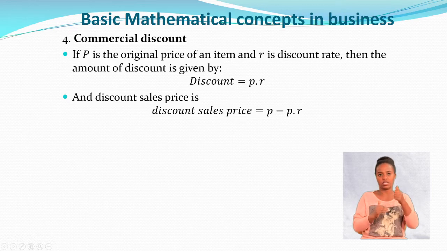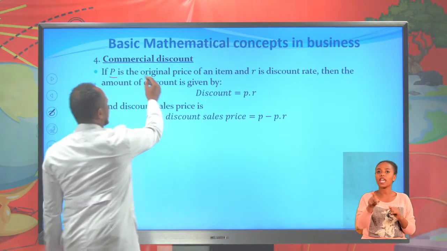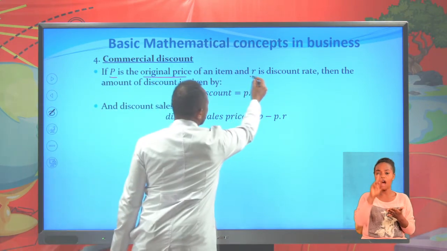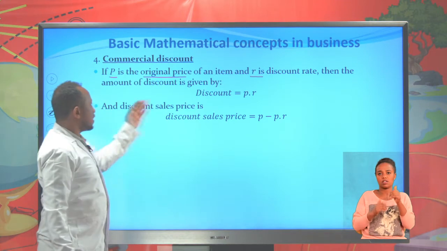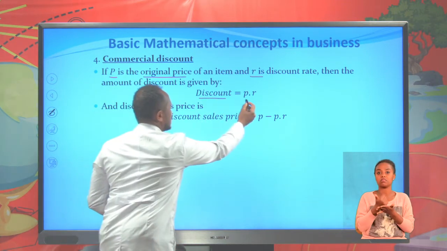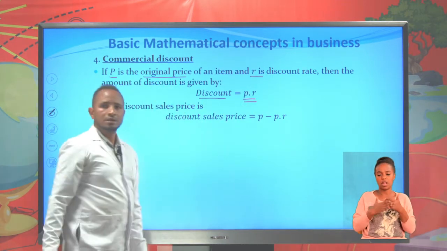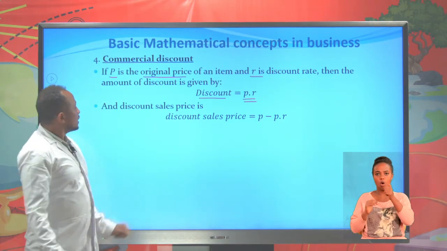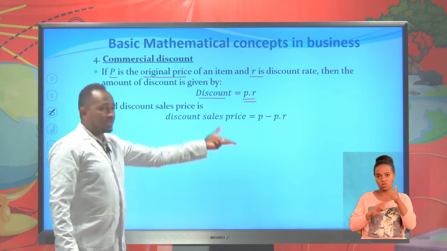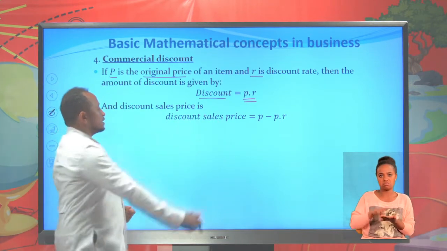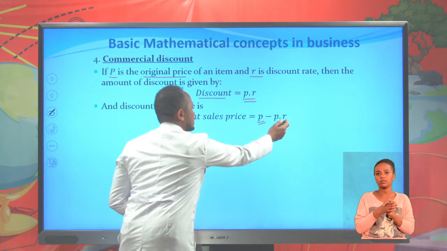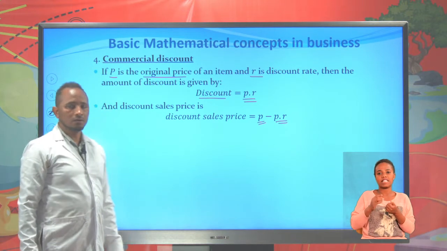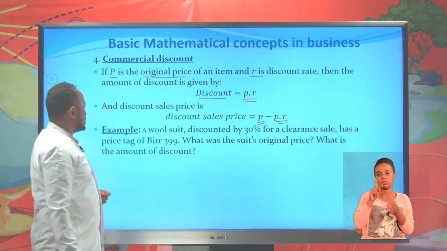If P is the original price of an item and R is a discount rate, then the amount of discount is given by simply multiplying the original price with the discount rate. And the discount sale price will be the original price minus the amount of discount, which is P times R. So let's see an example for this.